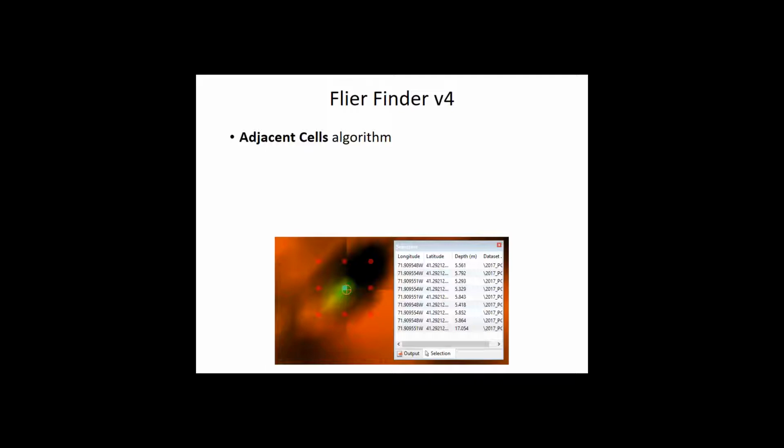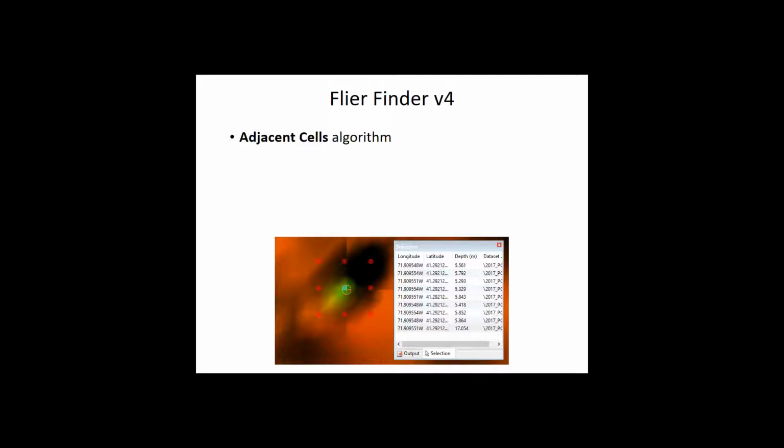Everything I'll talk about here works the same in variable resolution grids as well. The functionality of the algorithms is exactly the same. So all of this is applicable to both the single resolution and the variable resolution versions. Hopefully you can see that okay. That's an image of a deep flier at around 17 meters, and it's surrounded by the seafloor, which is between 5 and 6 meters.